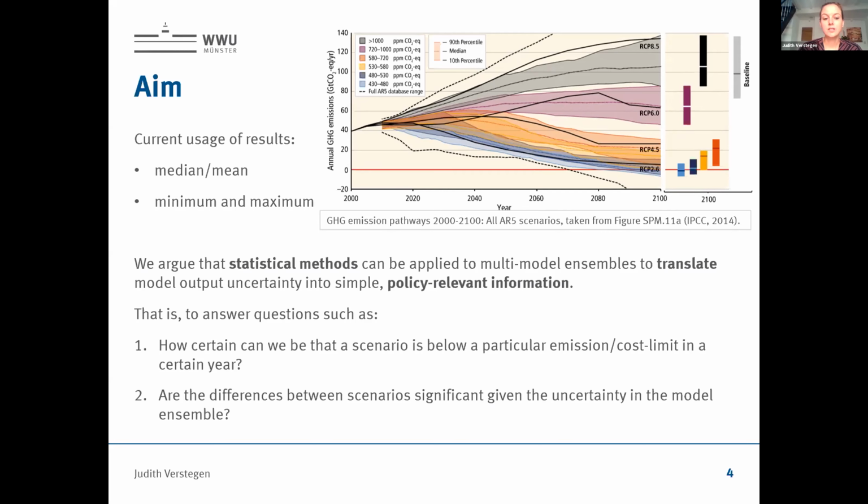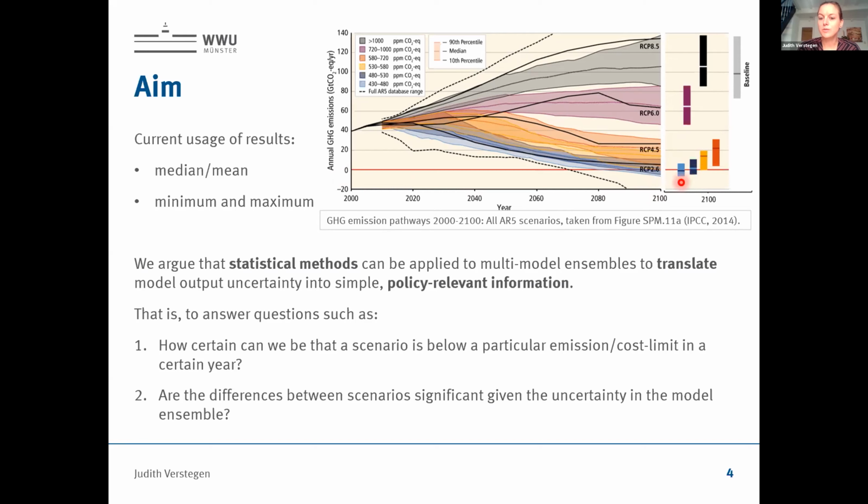The first question is, how certain can we be that a scenario is below a particular emission or cost limit in a certain year? And the second one is, are the differences between scenarios significant given the uncertainty in the model ensemble? In this picture above, the first question would be related, for example, to the red line over here, and whether we can be sure that the scenario results depicted here are above or below that line.